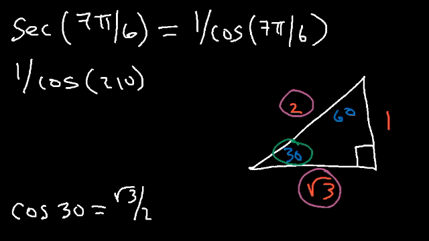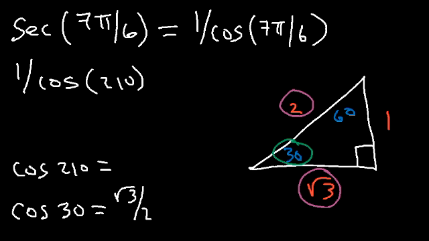So if cosine 30 is root 3 over 2, what's cosine 210? Now 210 is in quadrant 3, and in quadrant 3 it's on the left side, so x is negative. Cosine is negative in quadrant 3. Remember, all students take calculus.